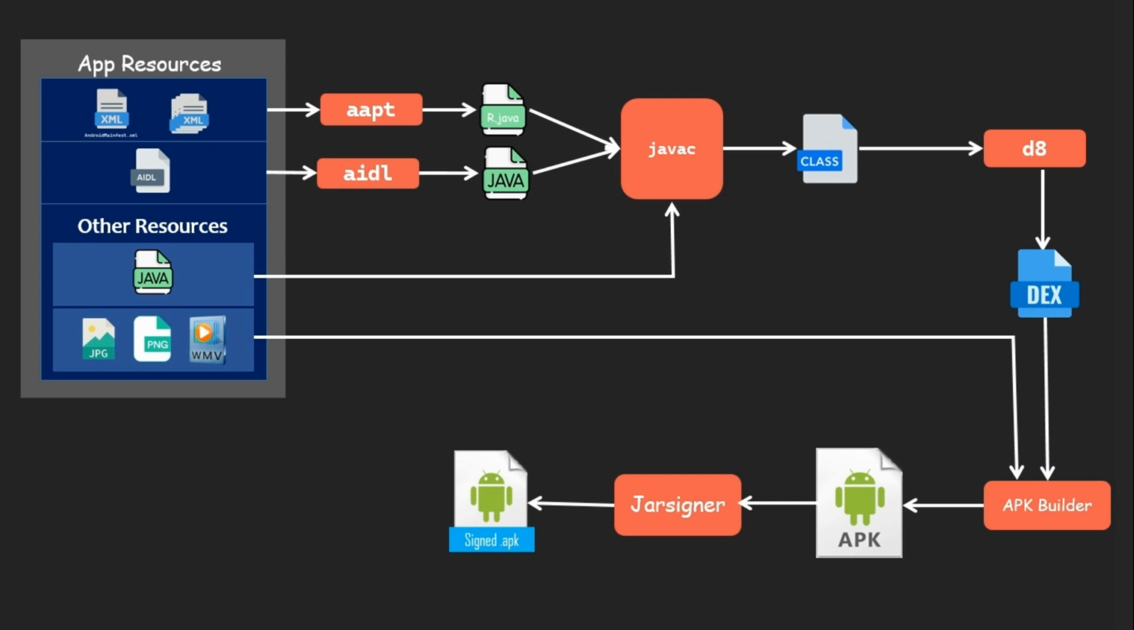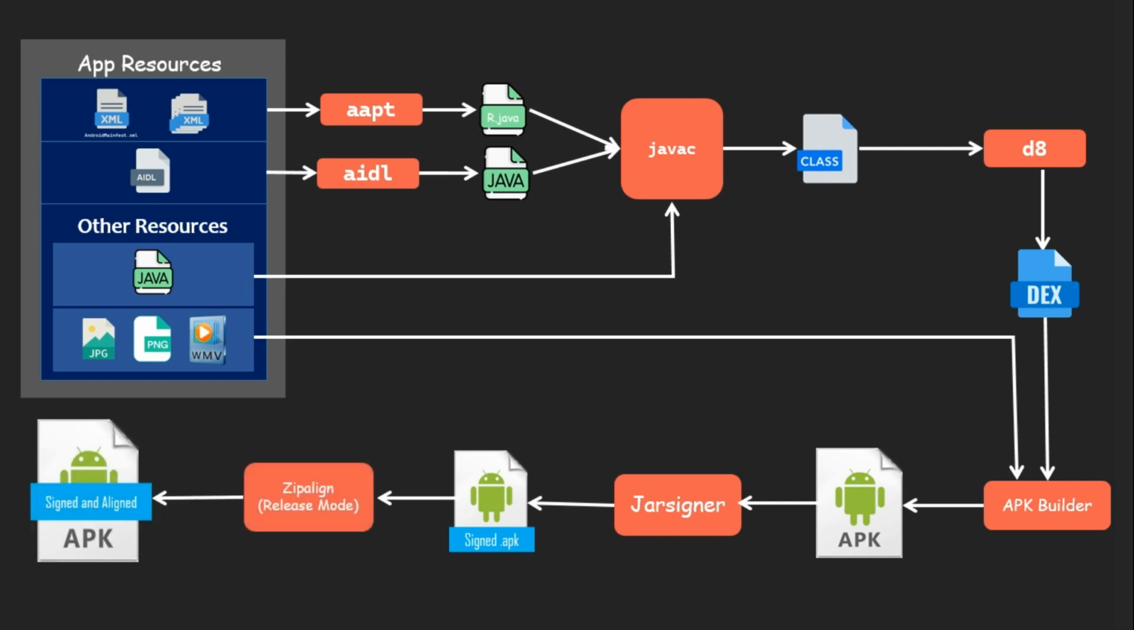Once the app is signed with a release key, it needs to undergo alignment using the Zipalign tool. This alignment enhances memory optimization while the app runs on the device, ensuring smoother performance. All these processes unfold behind the scenes to generate the APK files.